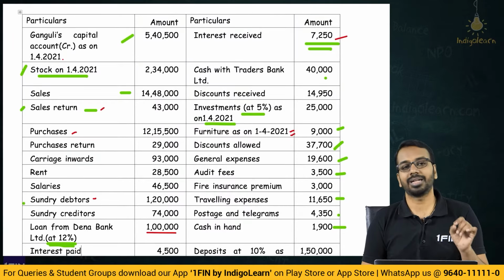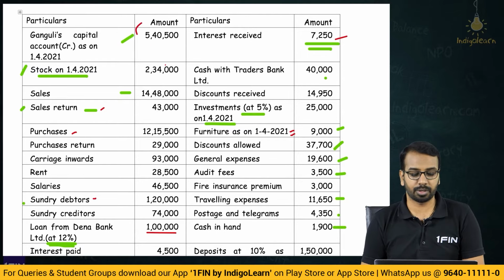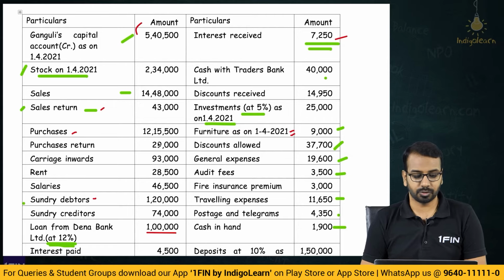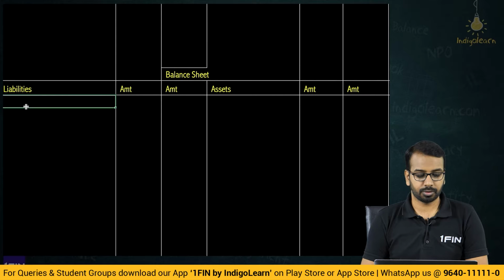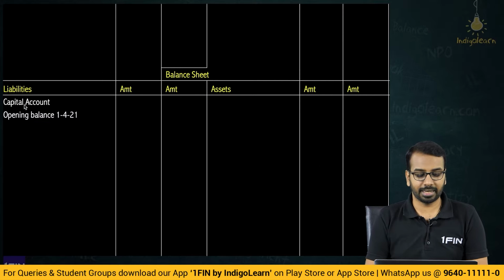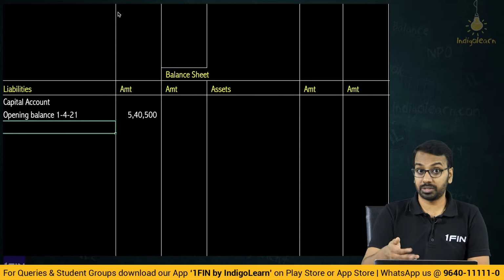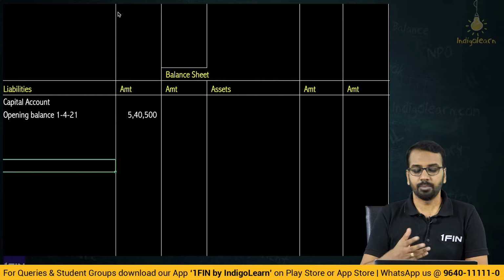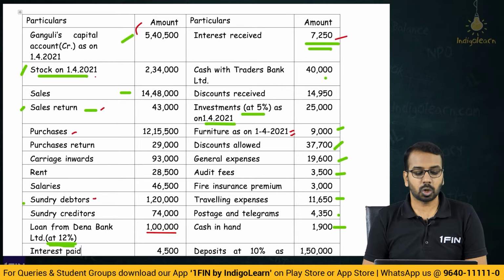The first thing we have is Ganguli's capital account as on 1st of April of 21. This is the opening balance, so we'll take this opening balance 5,40,500. So in the balance sheet you can have capital account opening balance as on 1/4/21. The amount that they have given 5,40,500. Okay. Then we'll have drawings, we'll have profit or loss. So we'll leave some more lines before we take up any other item in the liability side of the balance sheet, right?